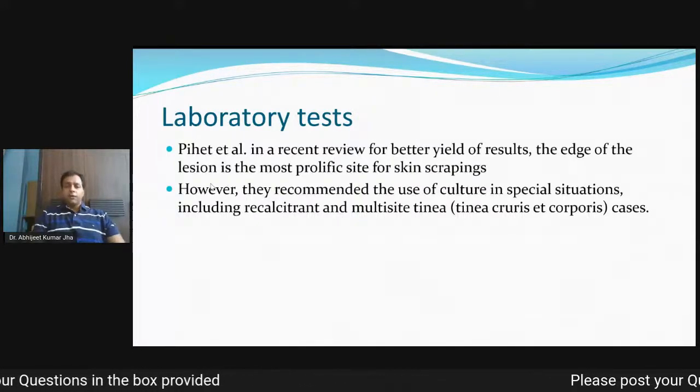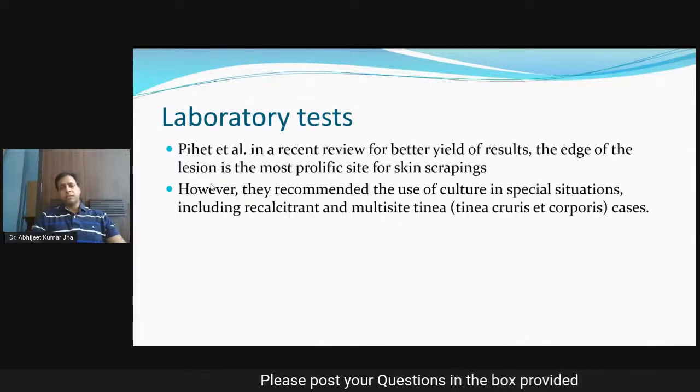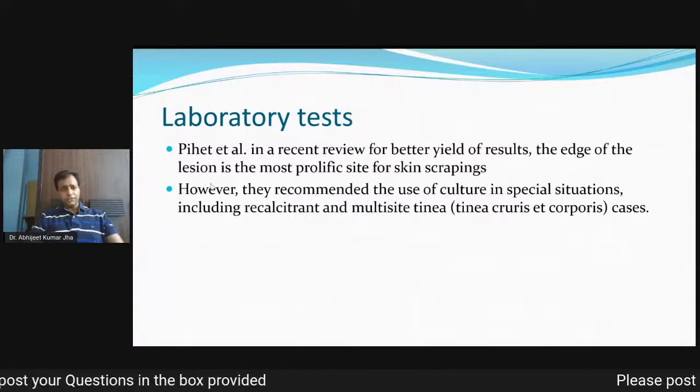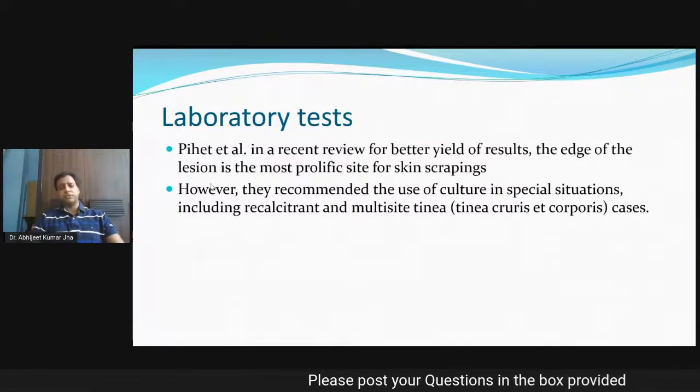So our main target when we treat a patient should be complete cure. That is mycological cure plus clinical cure. Now, for better yield of results, the edge of the lesion should be the most prolific site for skin scraping.